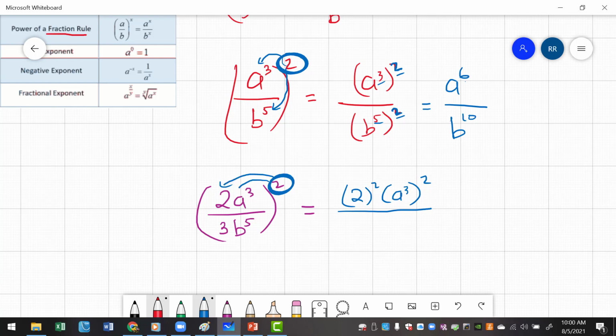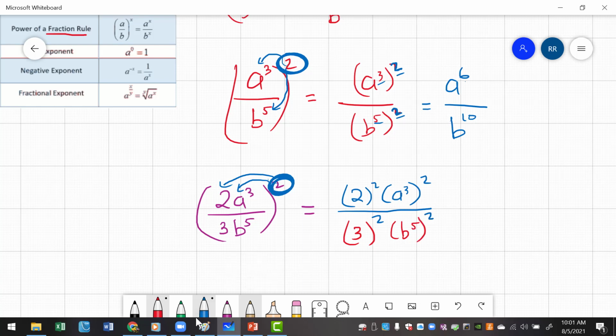Okay, sorry guys. You do the same thing with the denominator. Again, this 2 over here needs to be distributed to all of the index forms inside the bracket. So we have 3b to the 5. I can just separate that 3, and I will get 3 to the power of 2 again, where this 2 is from here, and then I get b to the power of 5 to the power of 2.